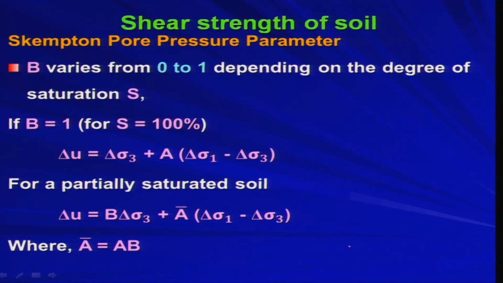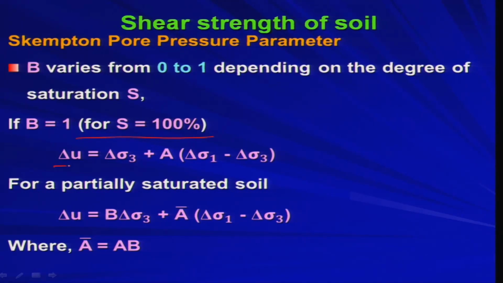As the soil becomes completely saturated, B becomes 1; as it becomes completely dry, that means the degree of saturation is 0, B becomes 0, right. So B varies from 0 to 1 depending on the degree of saturation. Now, if B is 1, that means the degree of saturation is 100%, the pore fluid is completely made of water or filled with water. So there is no air.